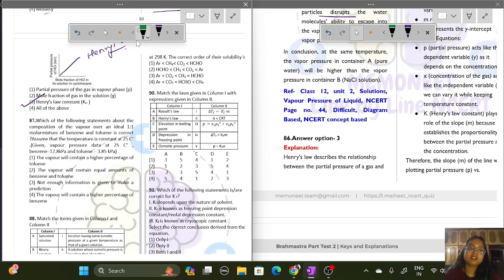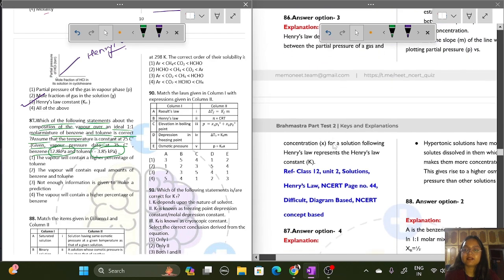In question number 87, which of the following statements about the composition of vapor over an ideal 1:1 molar mixture of benzene and toluene is correct? Assume that the temperature is constant at 25 degrees Celsius. Vapor pressure data is also given: benzene has a vapor pressure of 12.8 kilopascal and toluene has a vapor pressure of 3.85 kilopascal.